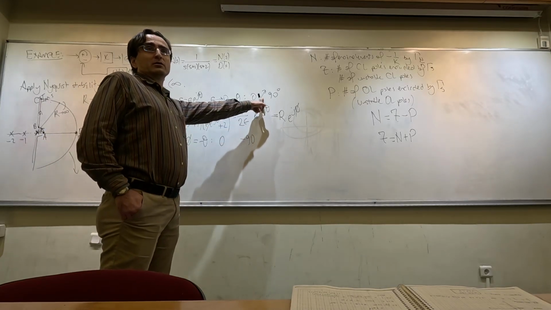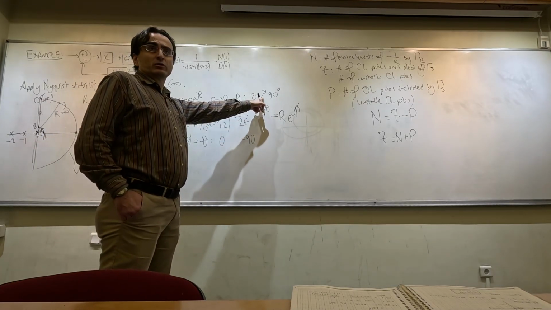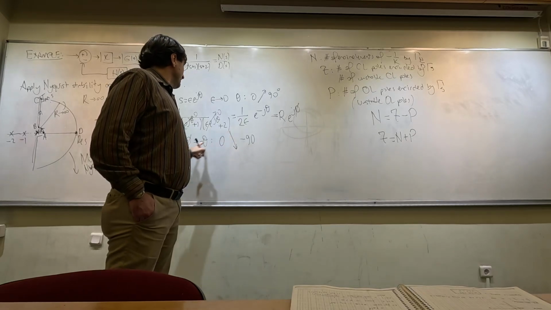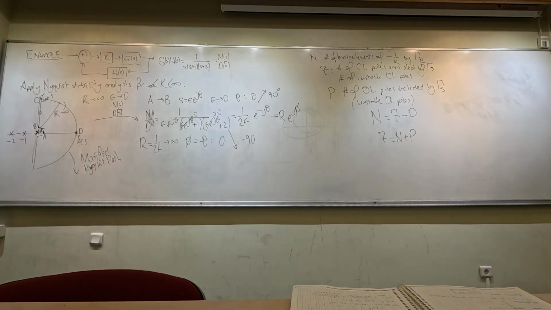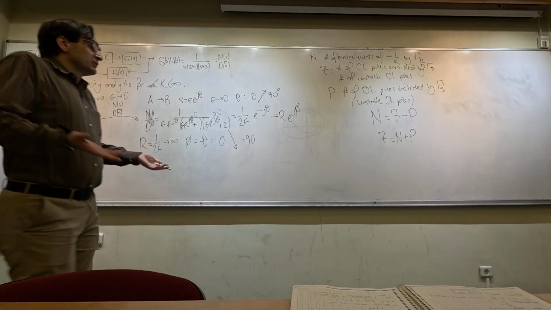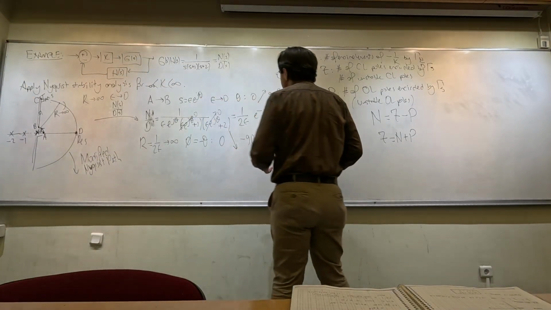This is going, as you see, counterclockwise. So it is going to decrease because of this minus sign, meaning that it's going to go to minus 90 degrees in a clockwise manner. Okay? So this actually completes my analysis from A to B.